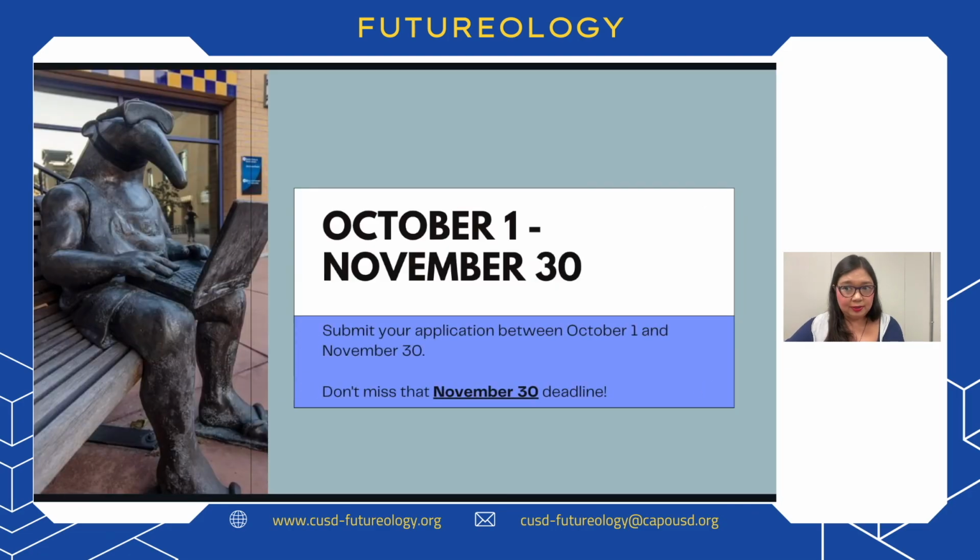And it's also important to know that the submission period, you can hit submit between the dates of October 1st and November 30th. November 30th is that big application deadline day. And it's also the same deadline day as the CSU schools. So definitely keep that November 30th date on your calendar, because that is the absolute last date to submit your application.